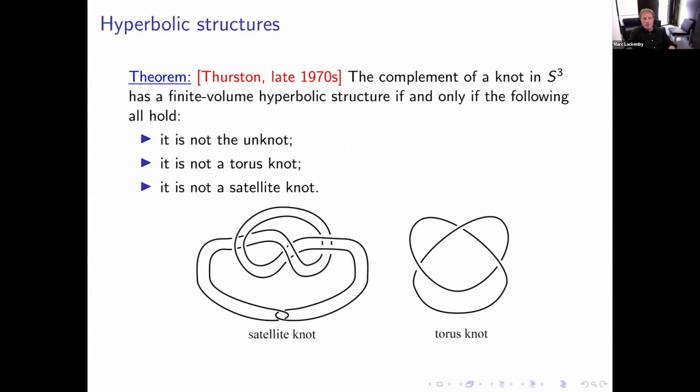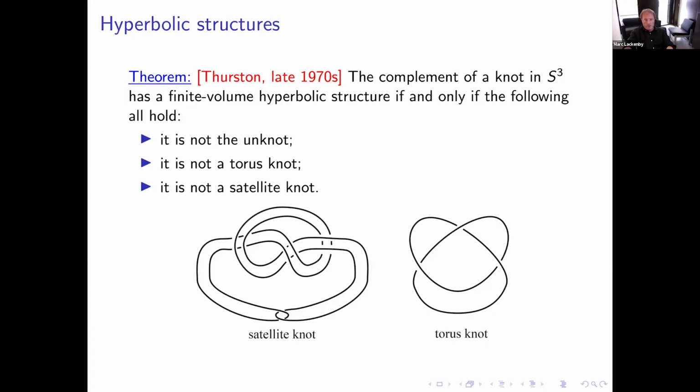The theorem is that the complement of a knot in the 3-sphere has a finite volume hyperbolic structure if and only if the following all hold. It's not the unknot. It's not a torus knot. Torus knots are knots that can be drawn on the standardly embedded torus in 3-space. And it's not a satellite knot. Satellite knots are as shown here. You take a non-trivial knot, in this case a trefoil, you thicken it up to form a solid torus, and then you put your satellite knot in that solid torus. As long as it's not a core curve of the solid torus or doesn't lie inside a 3-ball inside that solid torus, it's called a satellite knot.